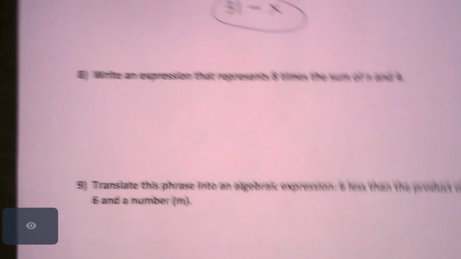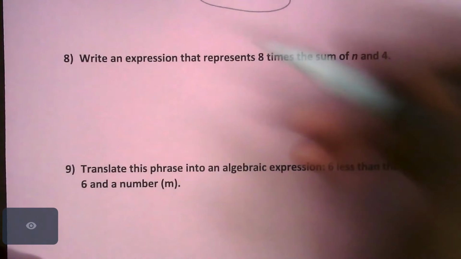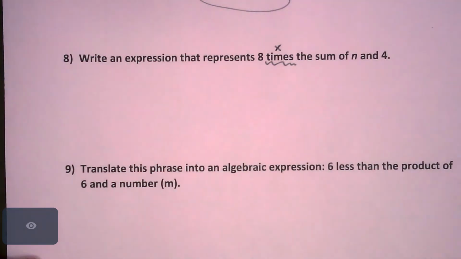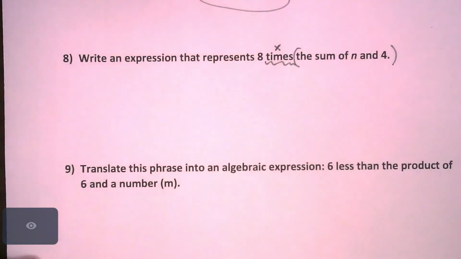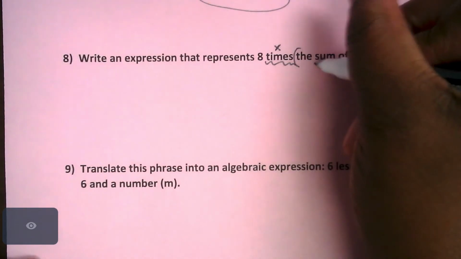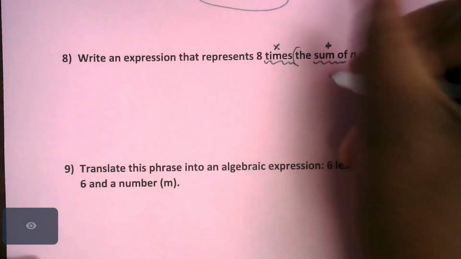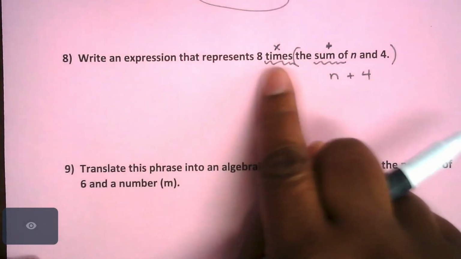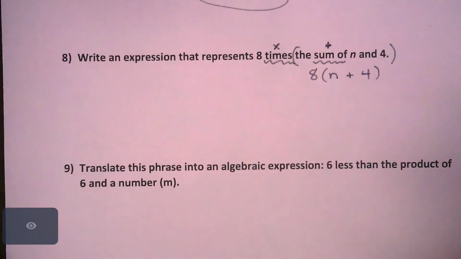All right, number 8. Write an expression that represents 8 times the sum of n and 4. So let's break this down. First, I see times. That's a key word for multiplication. And so 8 times what? Here's what they want us to times that 8 by. The sum of, and remember sum of is for addition. The sum of what? N and 4. So I know that I'm adding n plus 4. And then it wants me to times that by 8. And boom, there we have it.